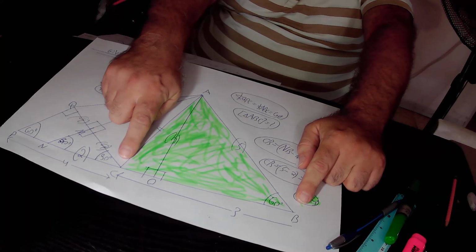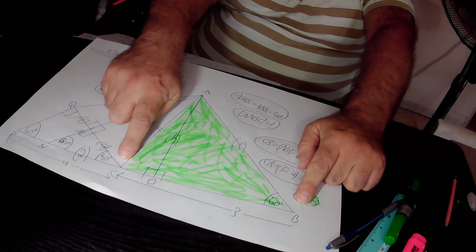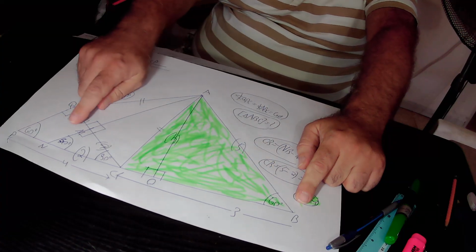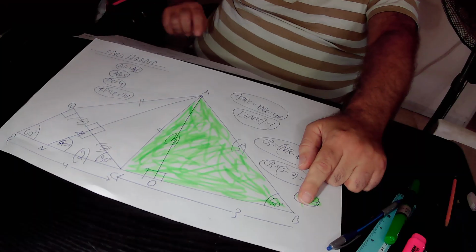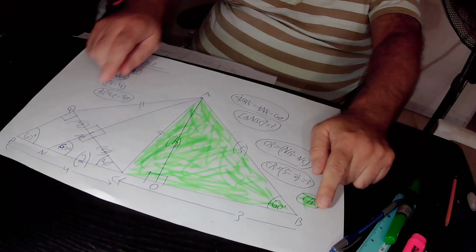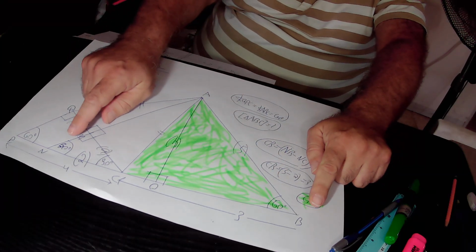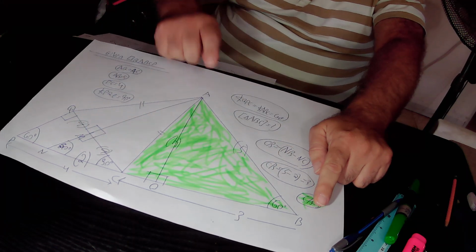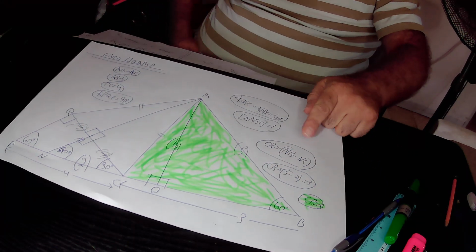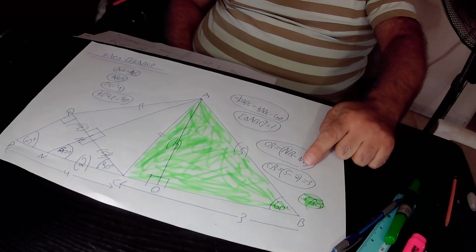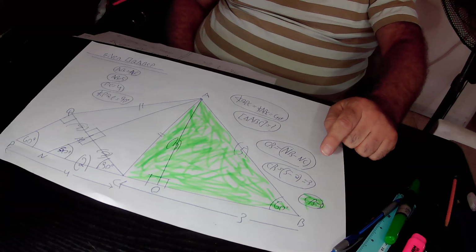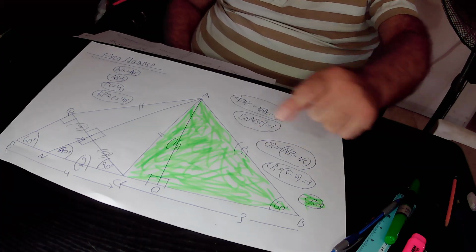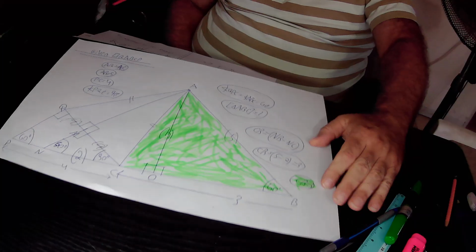So what is the length of side CB? CB equals NB minus NC. So CB equals NB, that is 5, minus NC, that is 2. So in total, CB equals 5 minus 2, that is 3. CB equals 3 units in length.